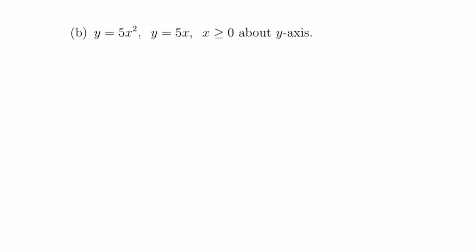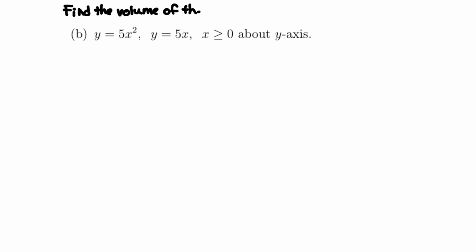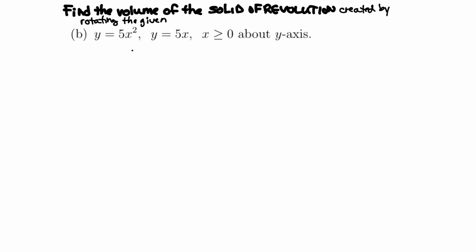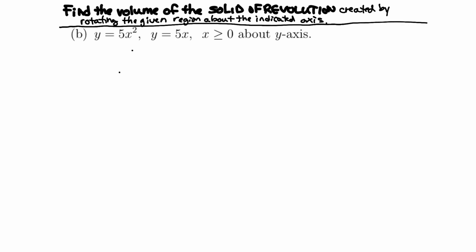So, we are finding volumes of solids of revolution. So let's see, find the volume of the solid of revolution created by revolving the given region about the indicated axis. Those are our instructions. We are finding volumes of solids of revolution by rotating the given region about the indicated axis.